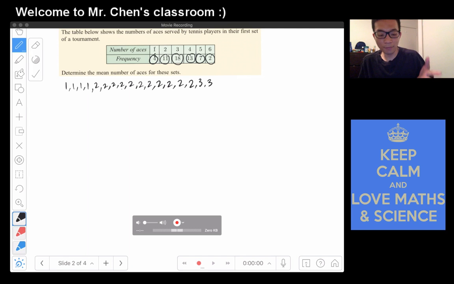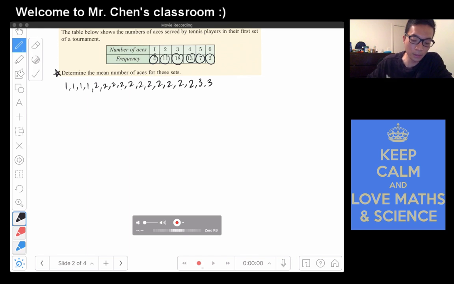So it comes from that kind of data that has been collated and organized into a table. So it's actually a lot easier to read. You just need to get yourself familiar with how to read the table. So from there, the question is asking, determine the mean number of aces for this set. So what is it asking? On average, what is the average number of aces scored by all tennis players in their first set of the tournament?